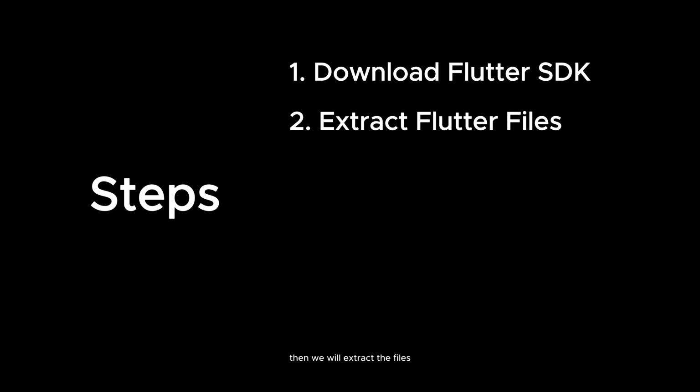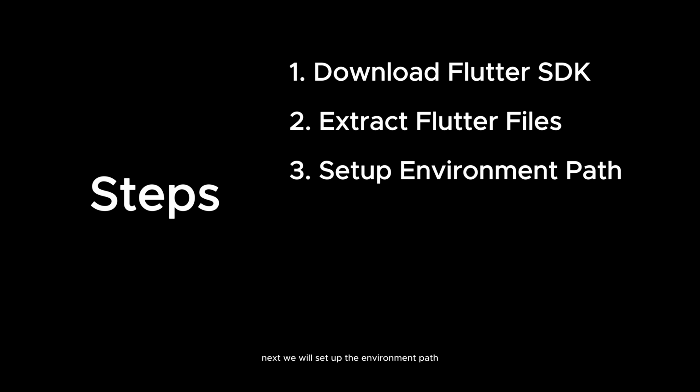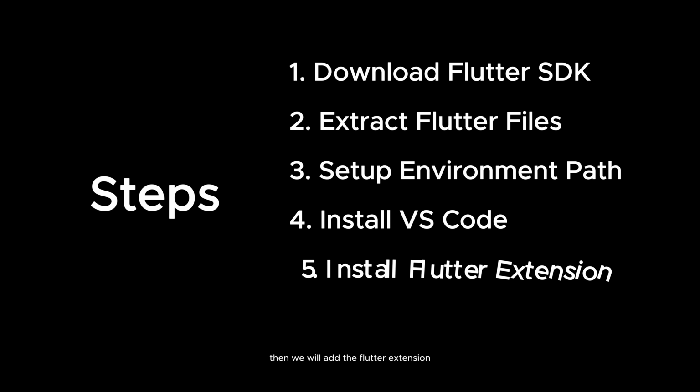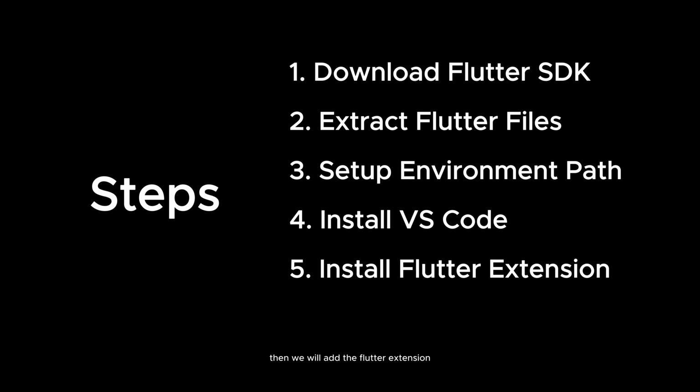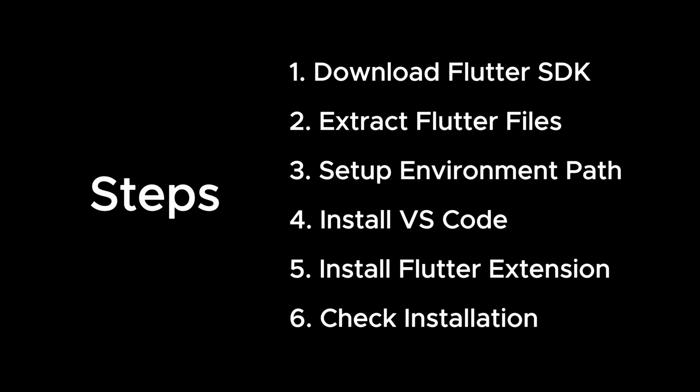Here is what we are going to do in this video. First, we will download the Flutter SDK. Then we will extract the files. Next, we will set up the environment path. After that, we will install VS Code. Then we will add the Flutter extension. And finally, we will check if everything is installed correctly or not. So let's get started. Now step 1.